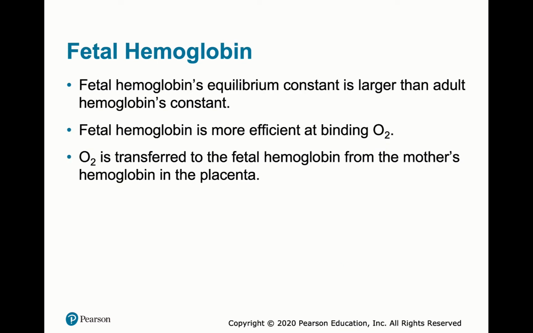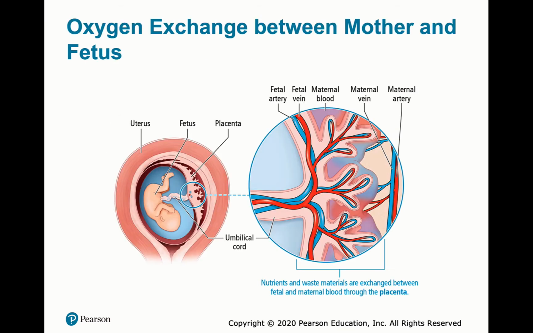Fetal hemoglobin's equilibrium constant is higher than an adult's. That means it's more effective at binding oxygen. This is important so that oxygen can be bound and brought away from the mother, because the fetus can breathe, but it can't take in fresh oxygen while in utero. So this has to come from the mother, and the binding needs to be stronger in the fetal hemoglobin so that the reaction will shift further to absorb oxygen away from the mother. This oxygen exchange happens at the placenta.